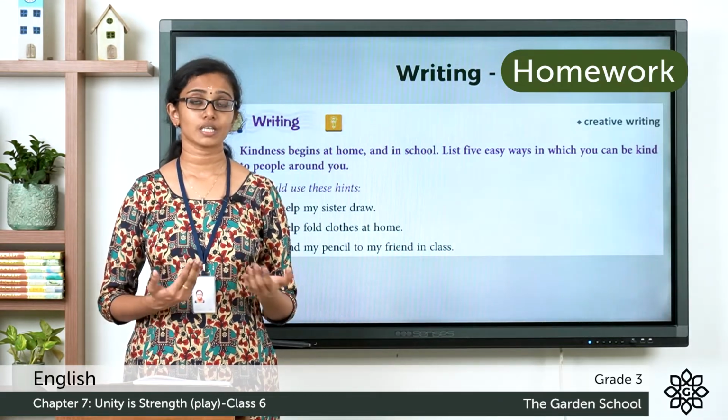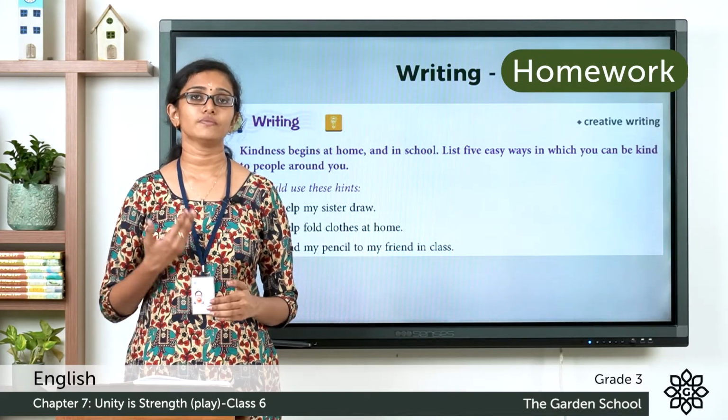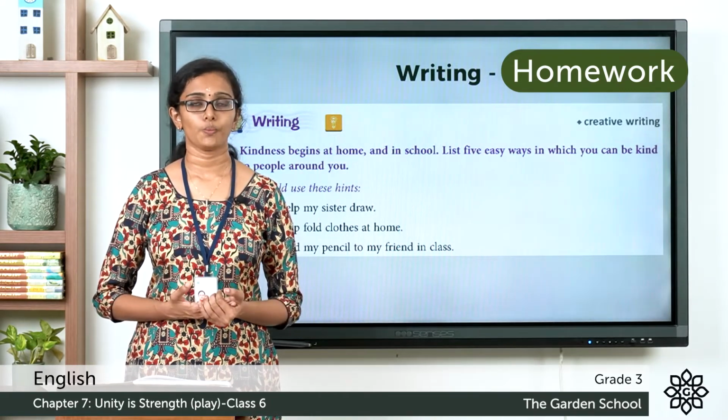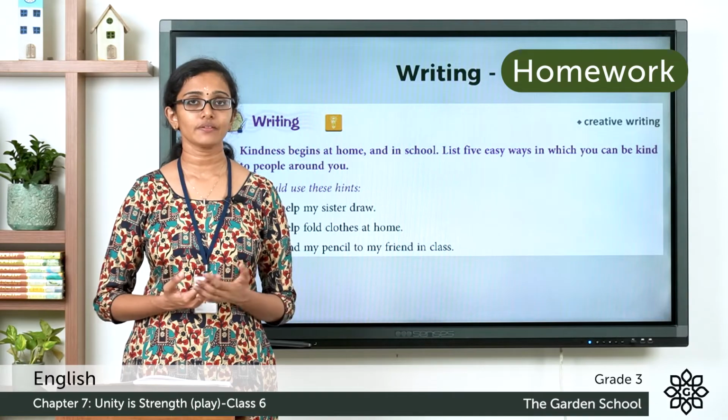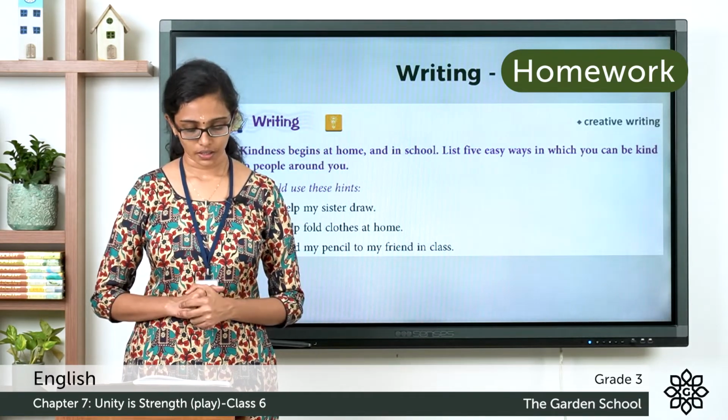So this exercise is about writing how you will show your kindness or how you will be helpful to the people around you. Let that be in school or at home. You can write 5 ways in which you will show your kindness to others around you in your notebook.